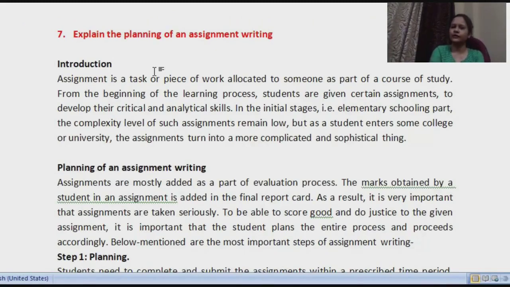So you can write in the intro what an assignment is. You need not write whatever I have written, write it in your own words. Also, you can write what an assignment is, and that it is based on the age and the course that you have opted for.